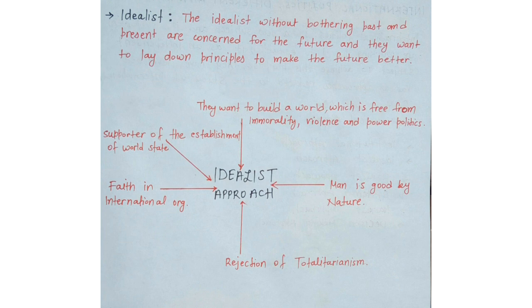Suppose such a thing comes true. Well, this does not seem likely, but if there is an establishment of a world state, what does it mean? There should be no boundaries. The whole world combines into a single world. So there is no boundary, no conflict, no struggle for power, and so on. So this is about the idealistic approach and the realistic approach.